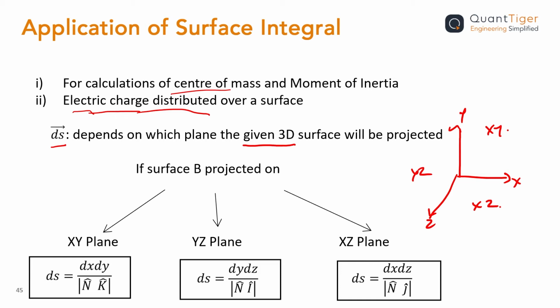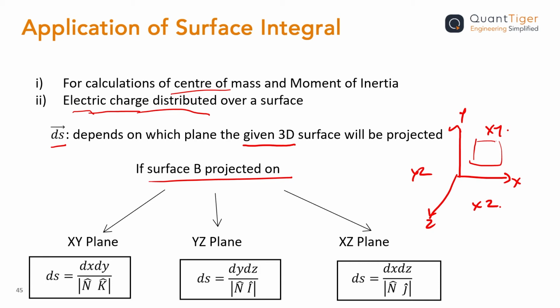So what we are doing: a 3D surface is given, and we will project that 3D surface onto one plane. If we project on the xy plane, then only x and y are considered, meaning the integration will be over x and y only. If we project on yz, and so on. Here I have listed all these 3 situations so that it will be easy for you to understand.